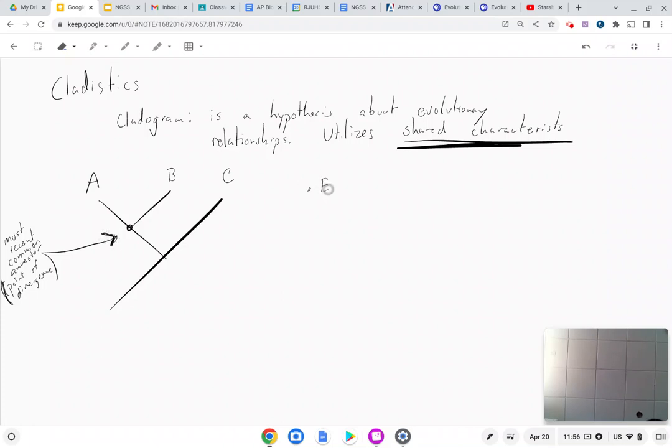So like we said, the ends of branches represent extant species. This is a new word, extant, which basically just means currently existing. Extant is the opposite of extinct. So it's either extant or extinct.